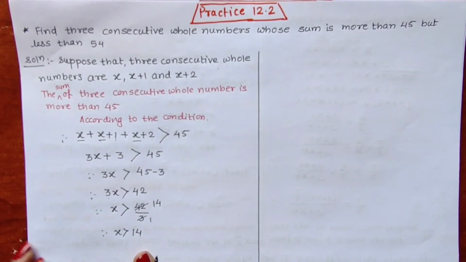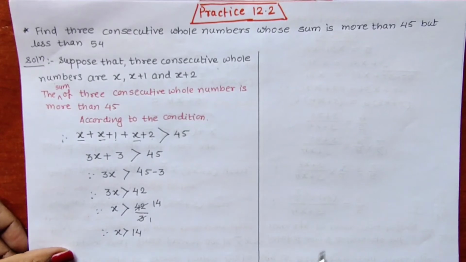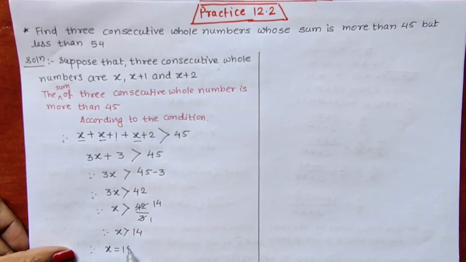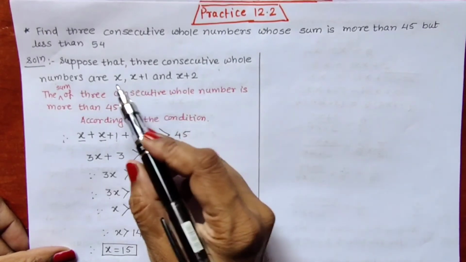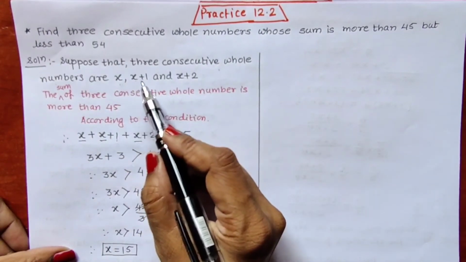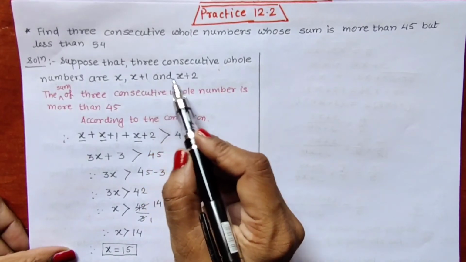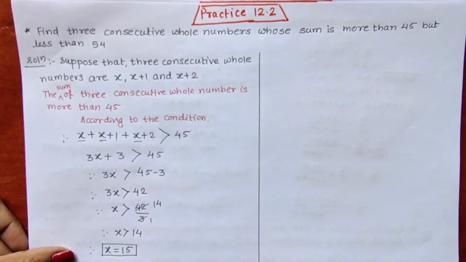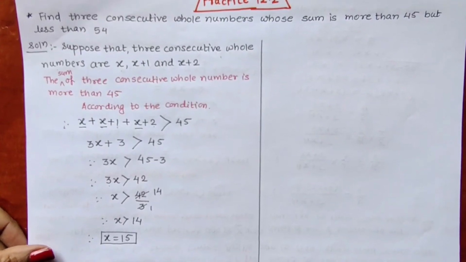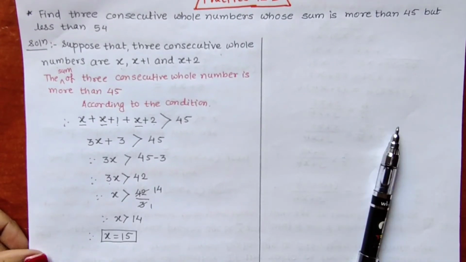X is greater than 14 means what? X may be equal to 15. X is greater than 14 means therefore x is equal to 15. It is bigger than 14. So it may be 15. So as x is 15, the first number we are getting is 15, the second number will be 15 plus 1, which is 16, and the third number will be 15 plus 2, which is 17. And therefore 3 consecutive whole numbers.